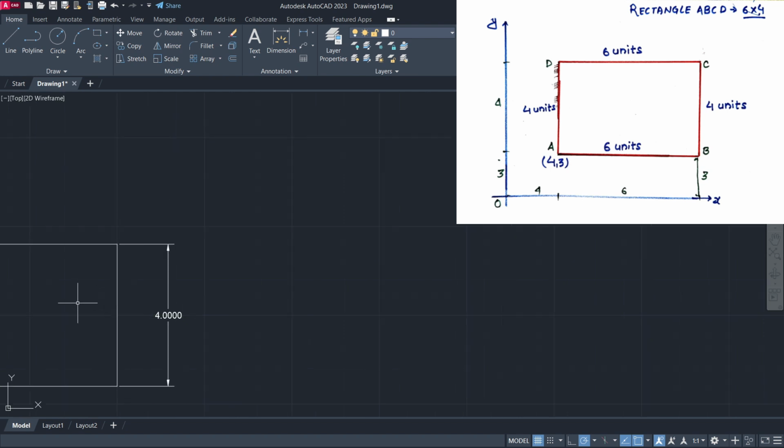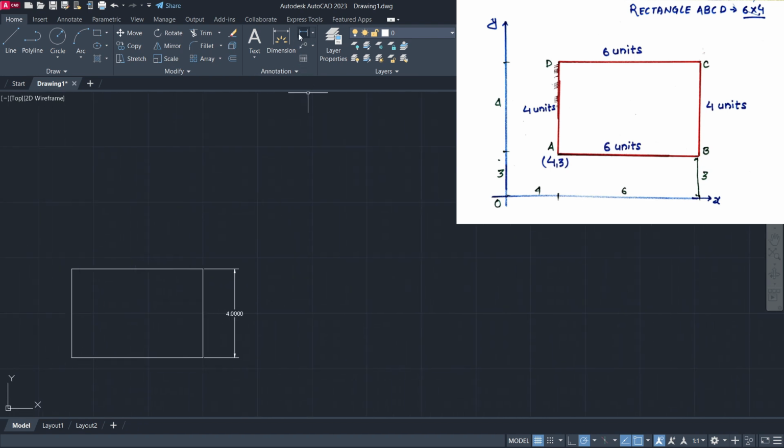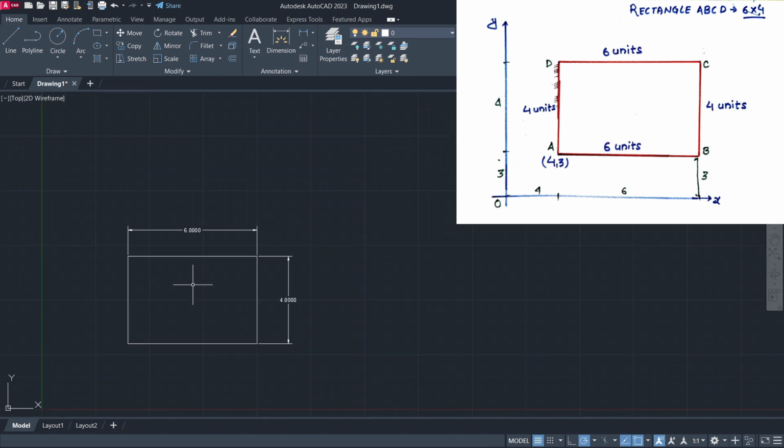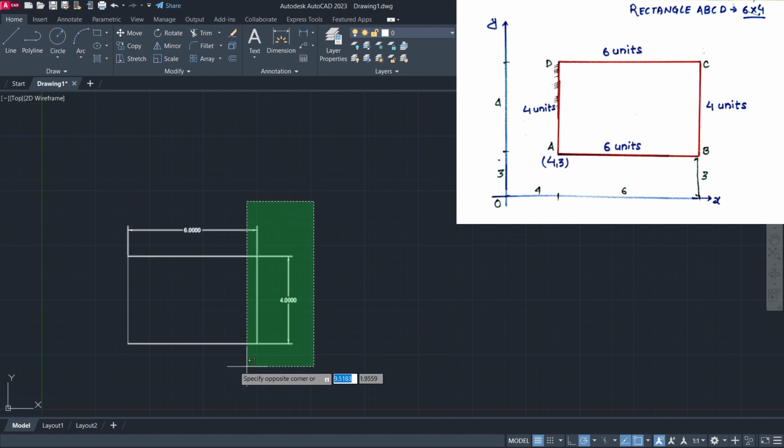Now if you want to see the dimension, just see, you can see here it is 4 units. Again, if you want to see the dimension of this part, then you can just draw here. You can see this dimension is 6 units. So in this way you can draw this rectangle in absolute coordinate system. And now if you want to draw the same rectangle using the relative coordinate system, we can draw it too. So let us first delete all this.